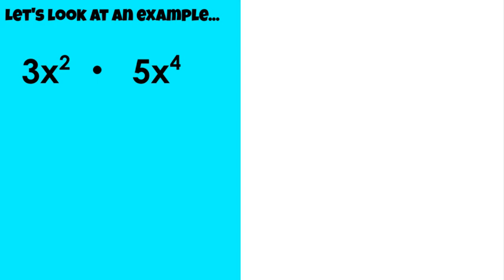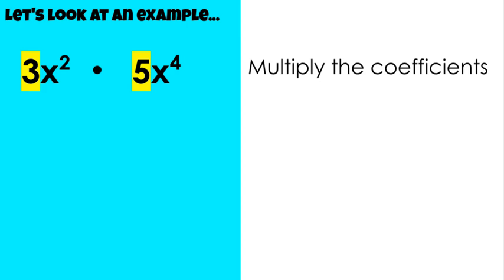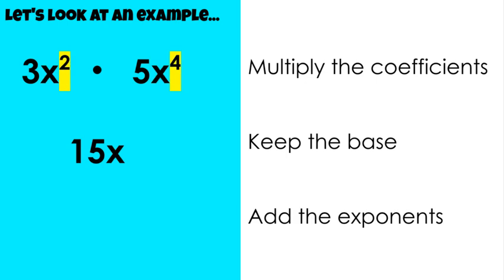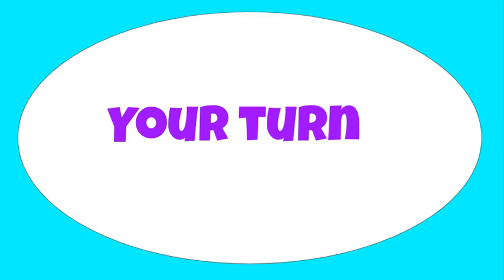In this example, we have 3x squared being multiplied by 5x to the 4th power. First, we are going to multiply the coefficients. So 3 times 5 is equal to 15. Next, we're going to keep the base. In this case, the base is x, so we're going to bring down an x. And last, we're going to add the exponents. So 2 plus 4 is going to give us 6. So our final answer is 15x to the 6th power. Now it's your turn to try a few examples.